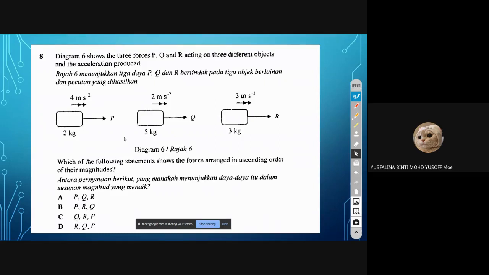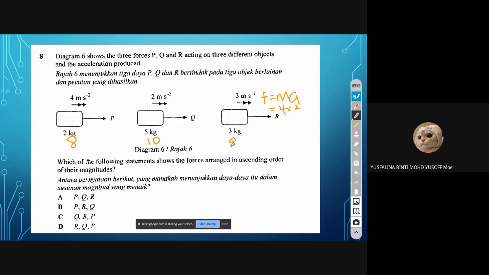For this one you have to use a formula, you can calculate one by one. How do you find the force when given the mass and the acceleration? You should use F equals MA. So for P it is 4 times 2, so you got 8 here. For this one, use the same formula, 5 times 2, so you got 10 here. And this one 3 times 3, so you got 9 here.